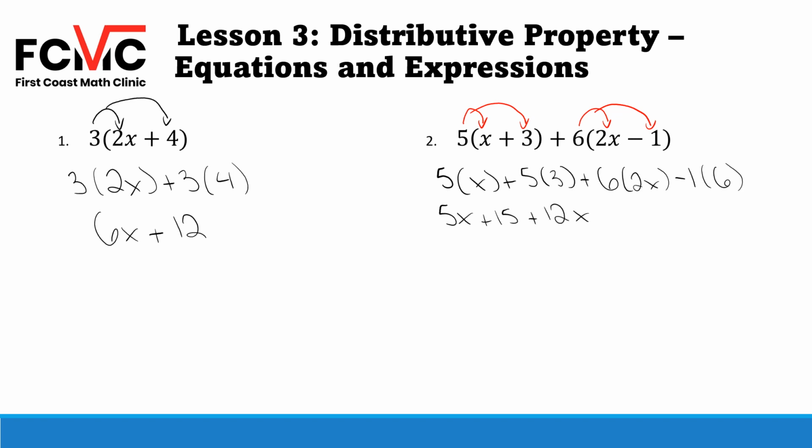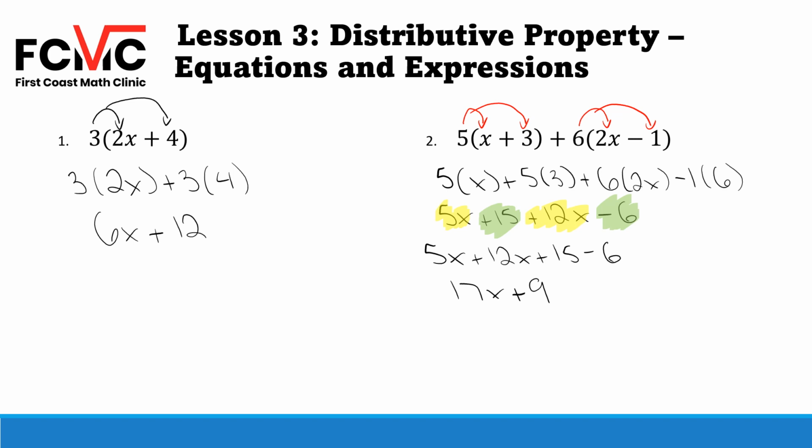plus 12x minus 6. Now let's group our like terms together. Our like terms are going to be 5x and plus 12x, plus 15 and minus 6. So let's group those: 5x plus 12x, plus 15 minus 6, and we get 17x plus 9 as our simplified answer. Let's move on to examples 3 and 4.